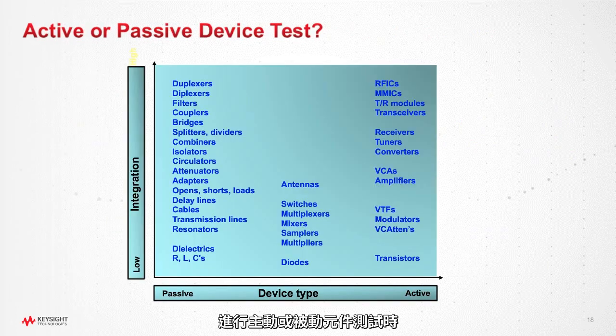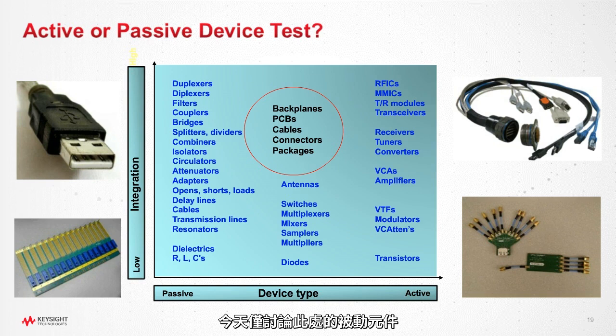Now, when we think about active or passive device testing, it may not be so obvious. It may be obvious, but sometimes you can have any of these types of components that can be measured by a vector network analyzer. And they have various levels of linearity and passivity. And the point that I want to make today is we're focusing just on the passive devices that you see here: backplanes, printed circuit boards, cables, connectors, and even the IC packages. So we refer to these as linear passive devices under test.